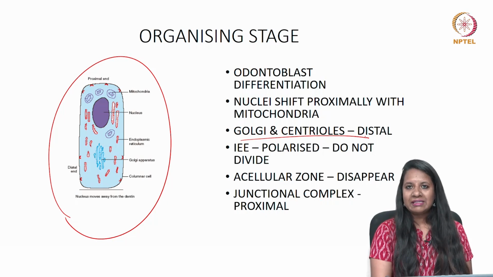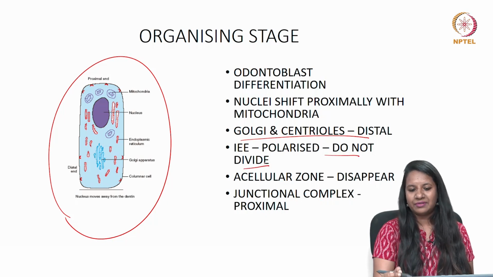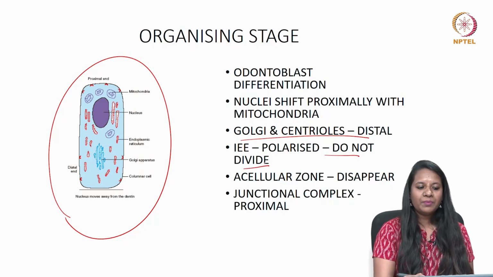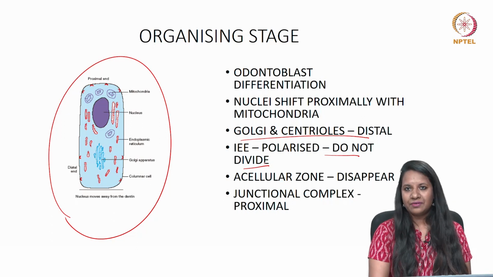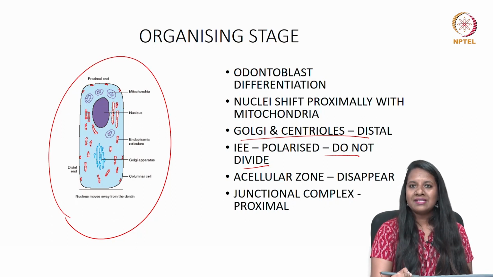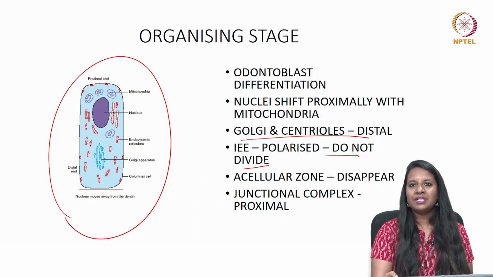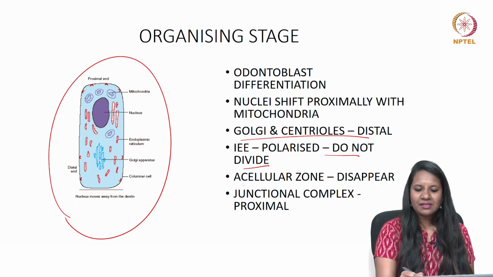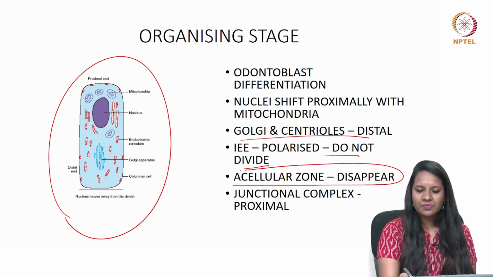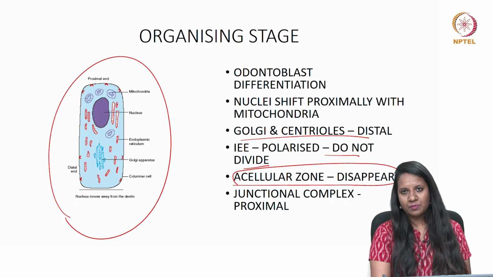One more important thing is the inner enamel epithelium will be polarized, that is, it will not divide after this, and there will be odontoblast differentiation, that is, as soon as the inner enamel epithelial cells are polarized, they will interact with the dental papilla cells and differentiate into odontoblasts. Thus, the acellular zone which is present will disappear in this process.